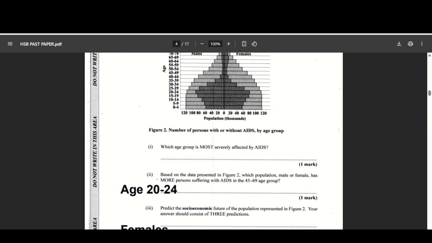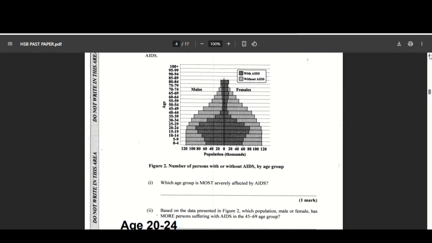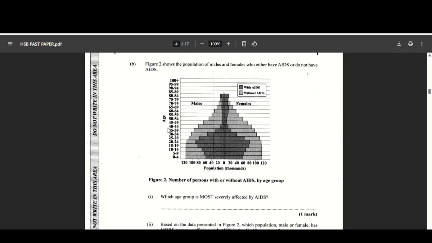Okay, so now the next question says, based on the data presented in figure 2, which population, male or female, has more persons suffering with AIDS in the 45 to 69 age group? So basically these questions all go for this figure. So we're looking at the 45 to 69 age group, right? So which one has more persons suffering with AIDS? Let's see. Oh, it's a 45 to 49.